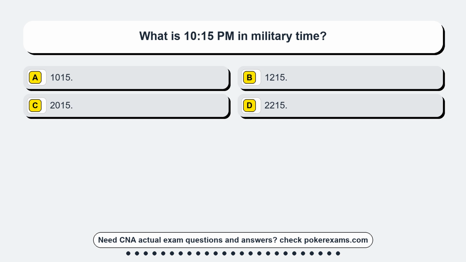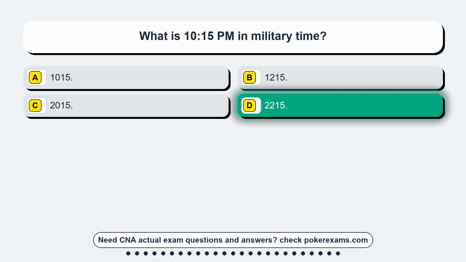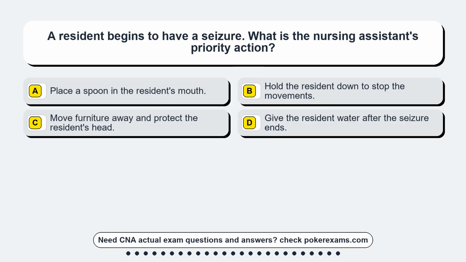Question 12. What is 10:15 p.m. in military time? Option A, 1015. Option B, 1215. Option C, 2015. Option D, 2215. The correct answer is Option D, 2215.